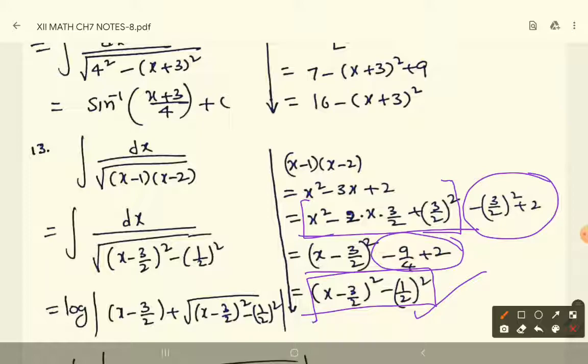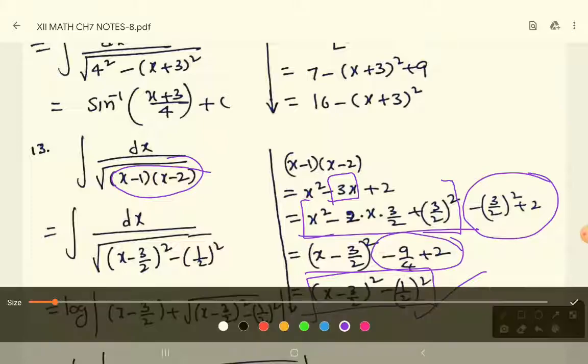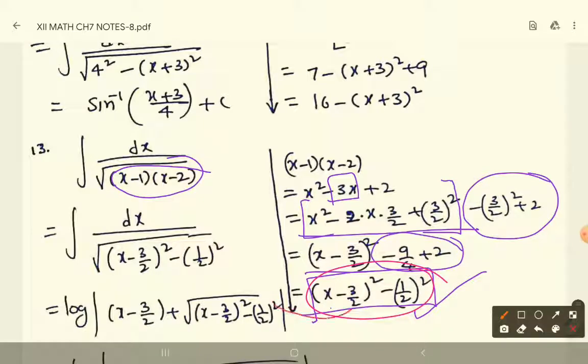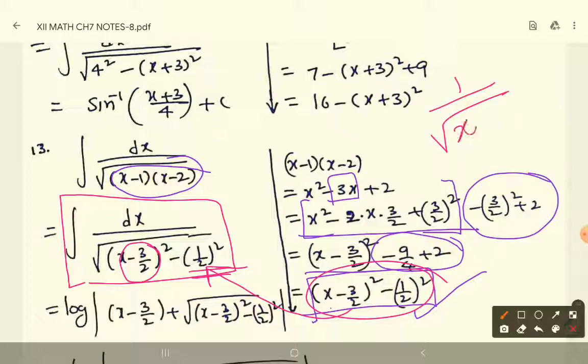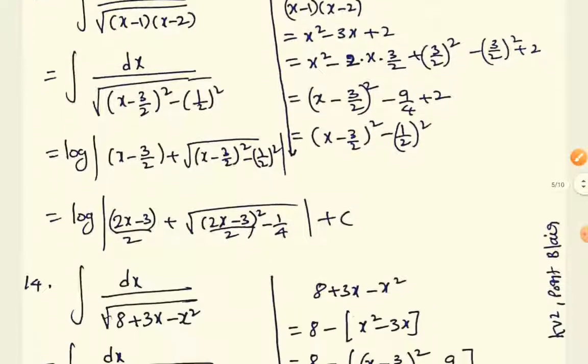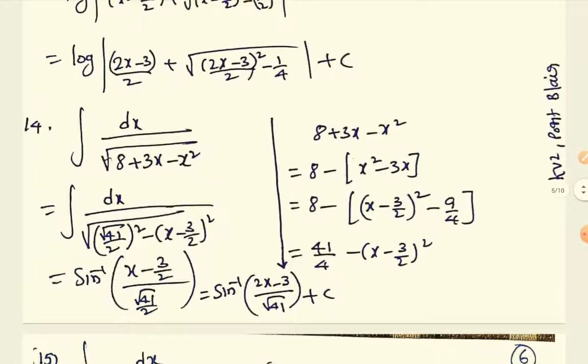So if the middle term is there, you should always do completing square. If the x coefficient is there in the quadratic, you should do completing square. So substitute whatever we got here instead of x minus 1 into x minus 2. Then which special integral can be applied? Check. Variable square minus constant square: x square minus a square. 1 by root over x square minus a square. The formula is logarithm related. Then you apply the formula and finally substitute and write the answer. That's all. Now the 14th is also the same, completing square.